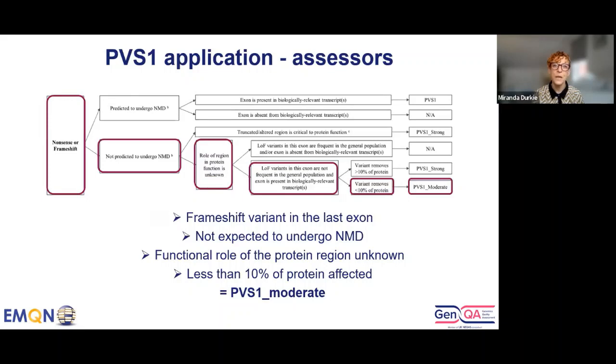Next slide, please. So let's go back to our decision tree. We know it's not predicted to undergo nonsense mediated decay. We know that the role of the protein function is unknown. It's not in a functional domain. We know that loss of function variants are not common in population studies. We can see that the variant removes less than 10% of the protein. Therefore, the maximum strength we can apply PVS1 for these variants is PVS1 moderate.